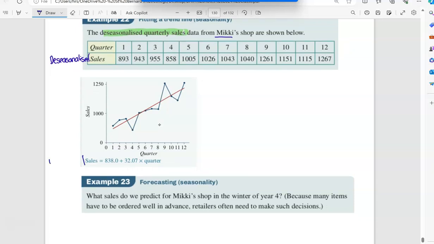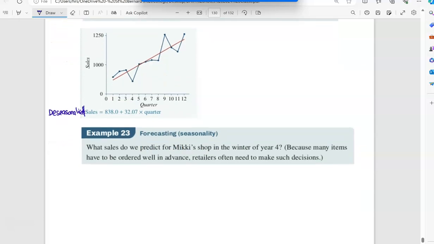And so here as well, call this the deseasonalized sales. So this is a formula to find the deseasonalized value, not the actual sales. All right, so we just have to be careful. They sort of stuffed that up. So once again, in this question here, when it says what sales, it means what deseasonalized sales, okay? The reason I'm saying it should have been that is because it says what sales do we predict Mickey's shop to have, because you couldn't predict an actual sale because you're predicting in the future. So let's just make sure of that.